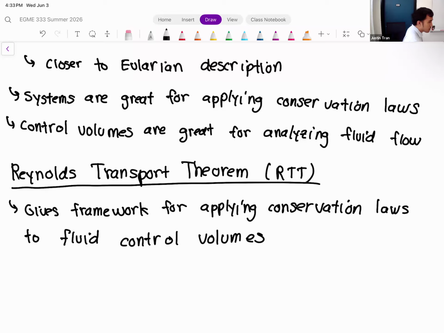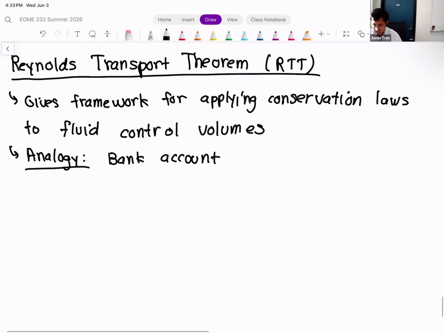To explain this, we're going to start with an analogy, because I think that helps illustrate it, and you can compare it one to one with Reynolds transport. It's really convenient. So let's look at a bank account. It can be your bank account, or it could be a bank account, it doesn't really matter. A bank account is something that we all use to store our cash, or keep track of our money.